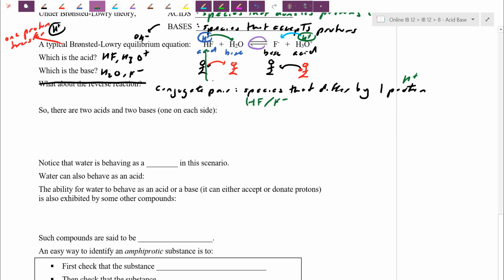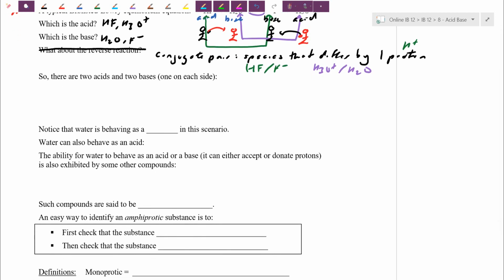You'll notice conjugate pairs are actually on opposite sides of the equation. I have the football on one side, I'm the acid, I toss it, and then when I'm without the football, that's F-. There is another conjugate pair here. Well, water doesn't have the football yet. It's the base. It's in a conjugate pair with hydronium. So H3O+ and water are also a conjugate pair. Those are chemicals that only differ by one proton. And therefore, there's actually two acids and two bases, one on each side. The conjugate acid is the species that currently has the proton, whereas the conjugate base has lost the proton.